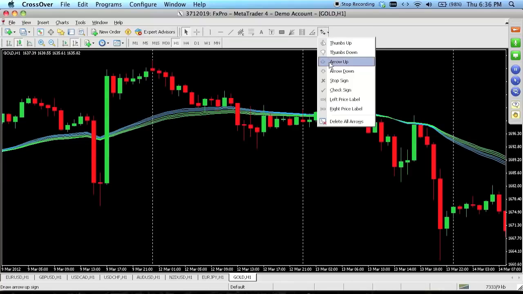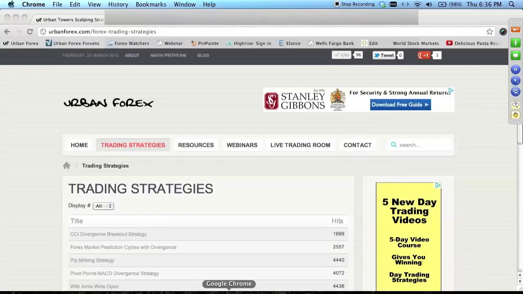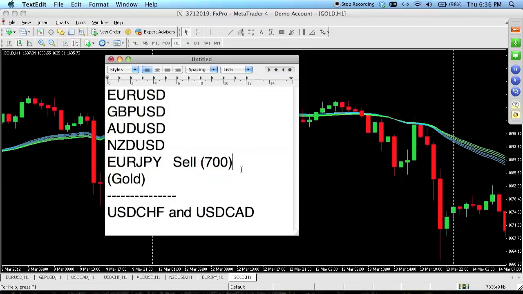Minor drop. So, putting this all together, would you have made 300 pips off of this one? No. But would you have made more than 17 pips?